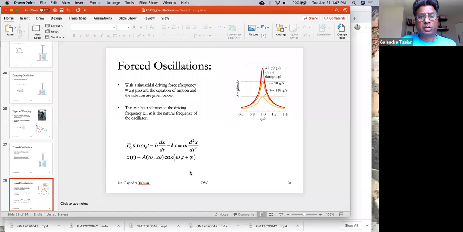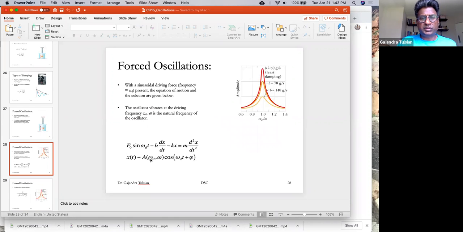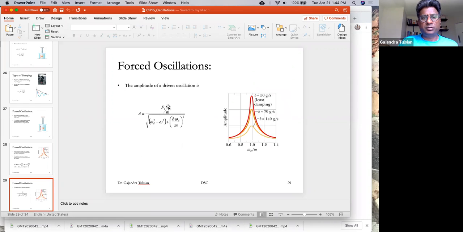So the oscillator vibrates at the driving frequency omega d. Omega is the natural frequency of the oscillator. Here's the amplitude, which is a function of both the driving frequency and the natural frequency. This is the amplitude of the applied external force divided by mass. You see this is the driving frequency, and that's the natural frequency, plus the friction term. Let's say the friction term is small. If the friction term is small and the driving frequency matches the natural frequency, the denominator will become small and the amplitude can become large.